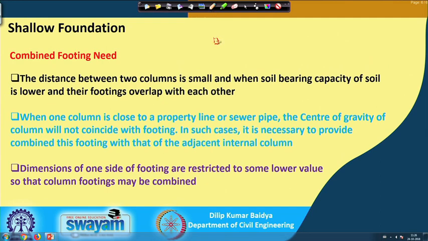Suppose one column is here, another column is here, and we design a footing for this, and another footing for that one. If you go for isolated footings for these two, then sometimes there is an overlap, or sometimes they are very close, or there may be very thin soil left where it is difficult to do excavation. In that situation, instead of doing two separate footings, since two columns are there, we can give a single footing, and that is called combined footing.